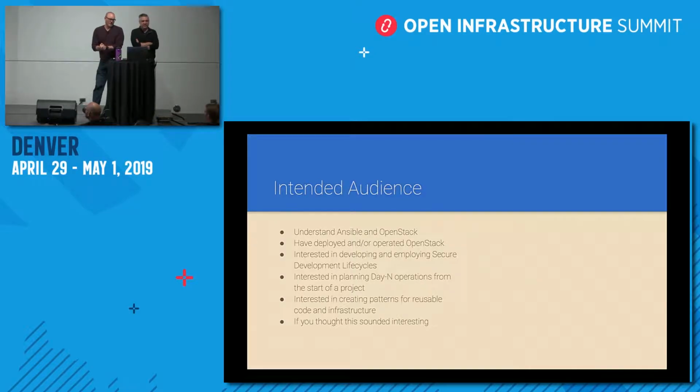All right, so for our intended audience, we're going to make a few assumptions. We're going to assume that you understand Ansible and you understand what OpenStack is. We're not going to talk to you about what a role is. If we say something like Cinder or Neutron, we assume you know what that means. We also assume that you've deployed or operated OpenStack before, so when we say you need to do this or that, you have a context for what we're talking about.